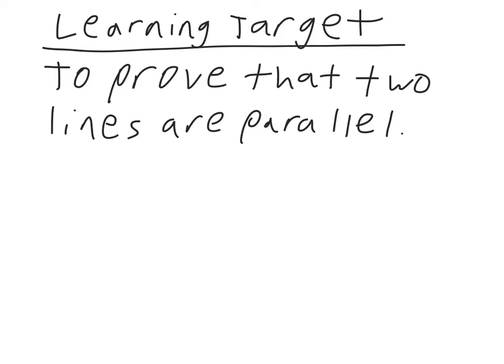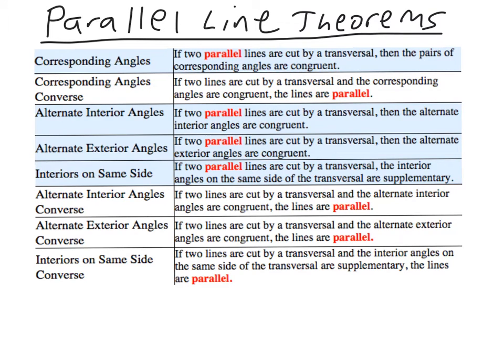Okay, moving on. The learning target for today is to prove that two lines are parallel. So last time we talked about if you have parallel lines, you can figure out certain pairs and whether or not those pairs are congruent or supplementary to each other. Now we're going to do the opposite and look at those pairs and prove whether or not two lines are parallel. Alright, so here are a bunch of theorems about parallel lines.